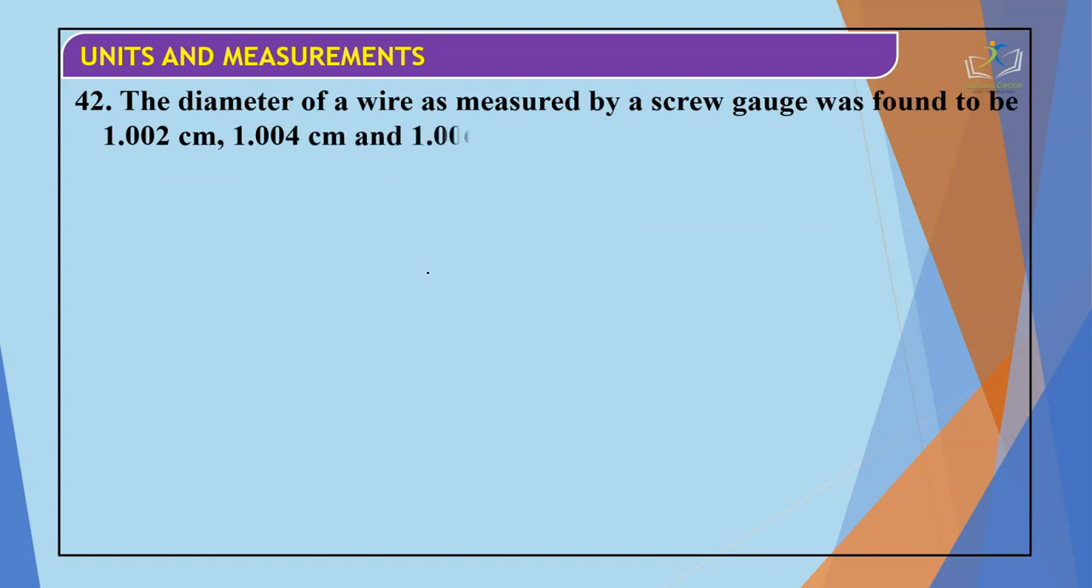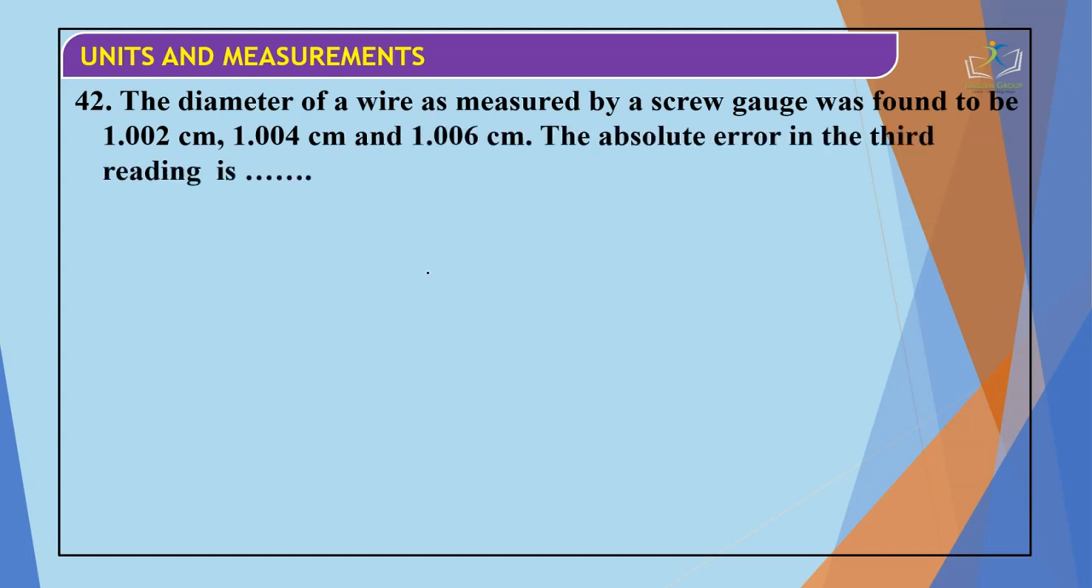The diameter of a wire as measured by a screw gauge was found to be 1.002 centimeter, 1.004 centimeter and 1.006 centimeter. The absolute error in the third reading is: 0.002 centimeter, 0.004 centimeter, 1.002 centimeter, 0.